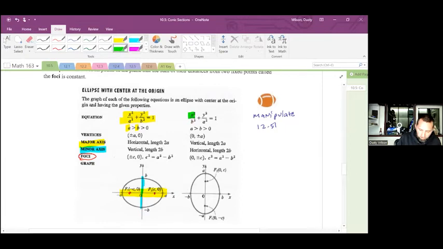If we look at x squared over b squared plus y squared over a squared equals 1, where a is bigger than b, bigger than 0, now you have a tall and skinny ellipse. It has a vertical length of 2a, that is, your major axis is 2a. It has a minor axis, or a horizontal length, of 2b. And now your foci, or your fixed points, if you will, are at 0, plus or minus c.